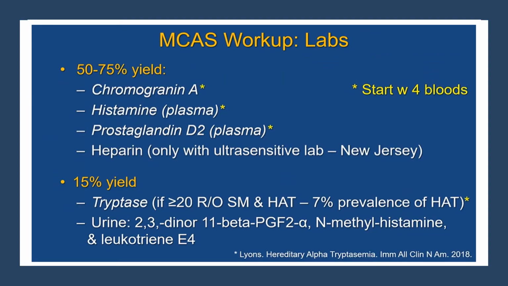So for MCAS workup, there is some laboratory that can be done. However, it's pretty low yield. So I've listed a few here. Prostaglandin D2 and histamine may be the more sensitive. Heparin analysis, you need an ultrasensitive laboratory, and apparently there's one in New Jersey and also one in Germany that does this. But again, these are kind of low yield. Even lower is tryptase, and if you do get it and it's greatly elevated, then it can make you think of other things, including some neoplasms. So be careful with this.